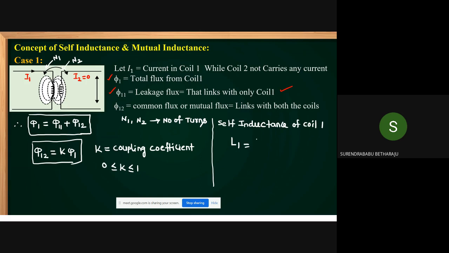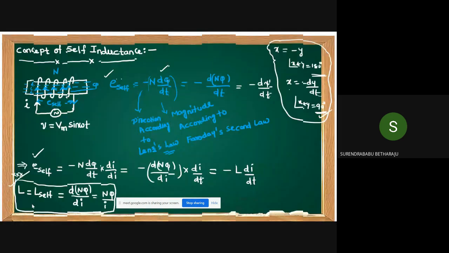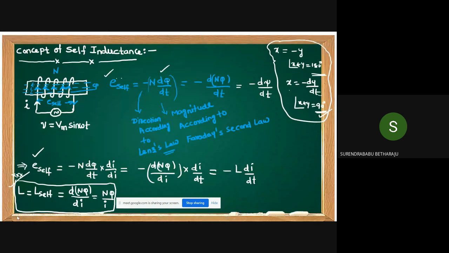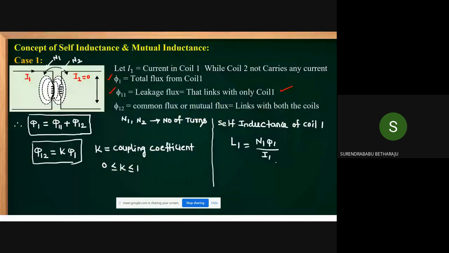The self-inductance L1 equals N1 into phi 1 by I1, where the current passing through this coil is I1. Just like the fundamental N phi by I formula, here the number of turns is N1, so L1 equals N1 phi 1 by I1. We can also write this in terms of flux linkage, number of turns into flux, as psi 1 by I1, where psi 1 equals N1 into phi 1, the flux linkage.